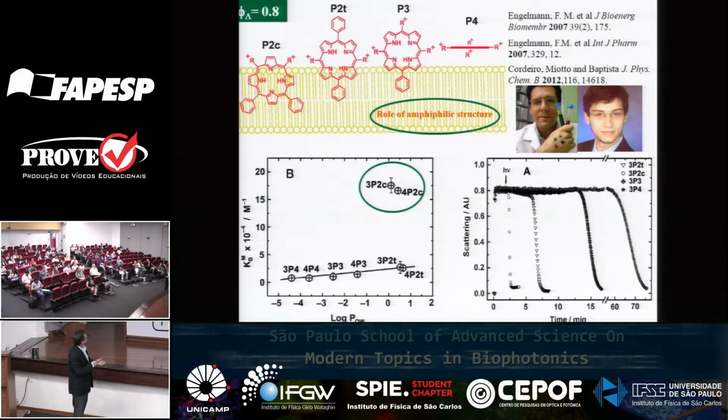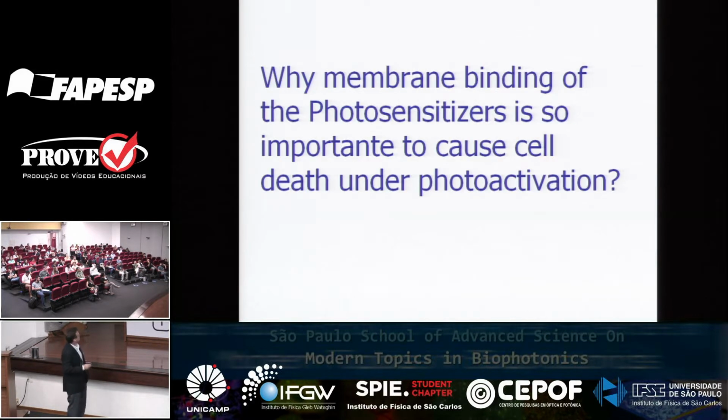And if you compare the efficiency of these two, look, this is destroying red blood cells, and this one takes a very long time to irradiate, and this one, you start to irradiate and in a few minutes they're all destroyed. And this one is in between, but it's a lot less efficient than the cis isomers. So this guy was able to put this in the computer and understand why, in terms of interaction, this is more efficient. But that's the main question today: why is membrane binding of photosensitizers so important to cause cell death and photoactivation?